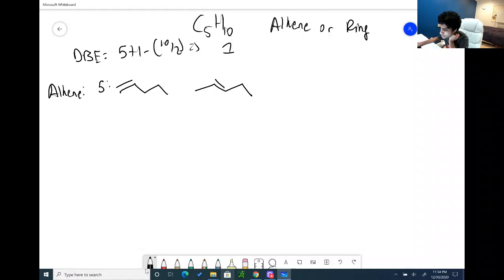Let's take a look at 4. So if you have 4, you have 1, 2, 3, 4, 5. Oh, oops. 4, and you have to place one here. That's the only option you have. And you can place a double bond here.